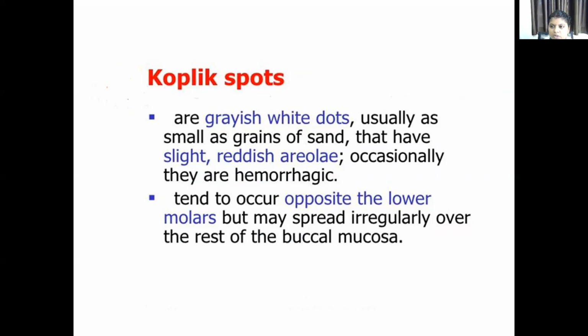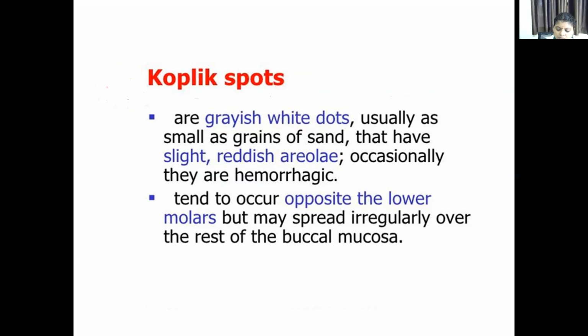Koplik spots appear in the buccal mucosa, opposite to the lower molar tooth. They appear as bluish white ulcerated lesions in the buccal mucosa. Not only there, Koplik spots can also occur in the intestines or in the respiratory tract. But by seeing these Koplik spots, we can say that the person is infected with the measles virus.